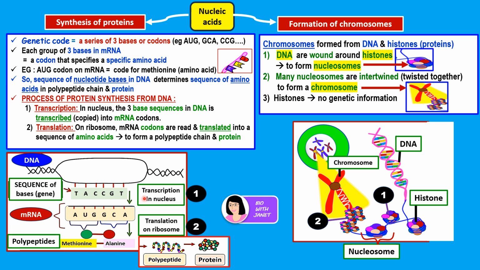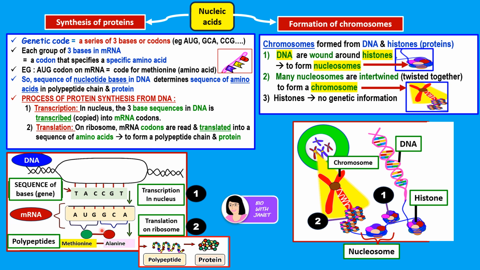So this is the process of transcription in the nucleus, all right, to form the codons on mRNA. So each codon is made of 3 bases. So this mRNA will leave the nucleus and go to the ribosome, and it will sit on the ribosome, and then the code is translated. So the second part is translation. On the ribosome, the mRNA that has come out from the nucleus into the cytoplasm, the mRNA codons are read and translated into a sequence of amino acids to form a polypeptide chain and then the protein molecule.